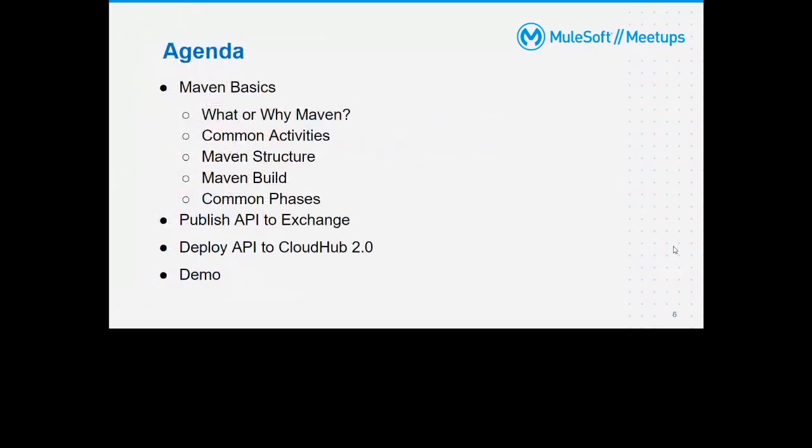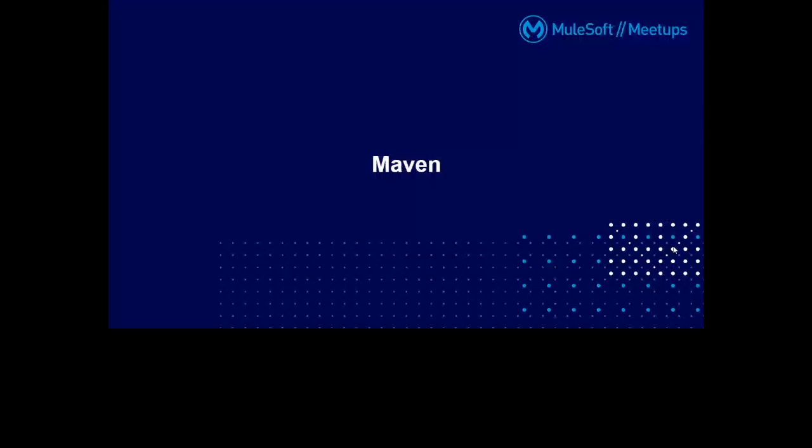So the agenda for our today's discussion is that we'll discuss some basics of Maven to get an understanding of what Maven is, how we configure it, and what it does. Then we will move to the demonstration of how you can publish to Exchange, what changes you need to make in your application, and what is required to set up a connection from your Maven to your Exchange platform, and how you can deploy it. So let's start with Maven.